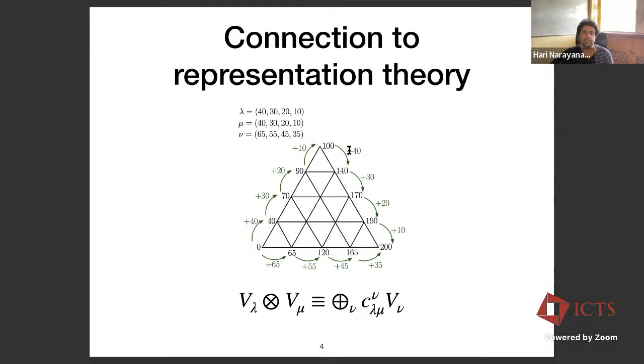And the connection to representation theory of this is that if you take two irreducible representations of GL_N, V_lambda and V_mu, and you tensor them, then if you decompose them as a direct sum of irreducibles, you look at the multiplicity of a given irreducible representation. That is called the Littlewood-Richardson coefficient.